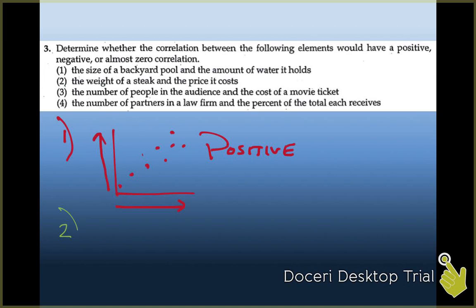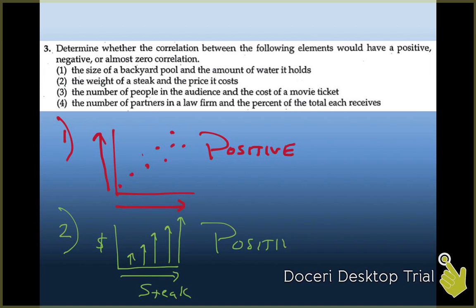Number 2 there, the weight of a steak and the price it costs. Well, similar kind of thing. As your steak gets bigger, the amount that it costs is going to be going up, right? A bigger steak costs more money. So this would also be a positive correlation. I want you to take number 3 and number 4, try them on your own.